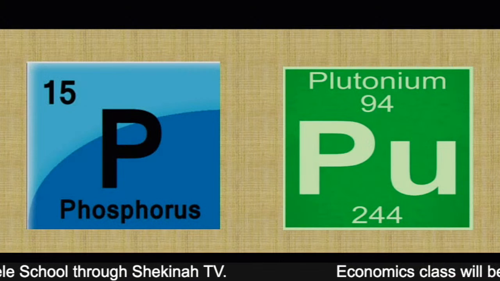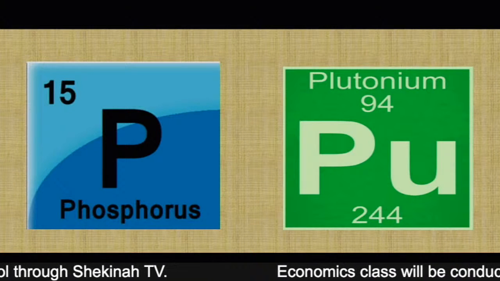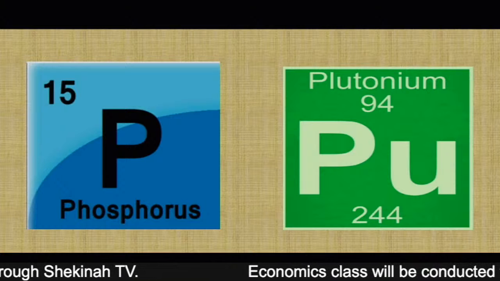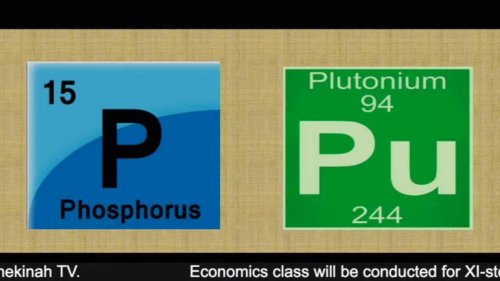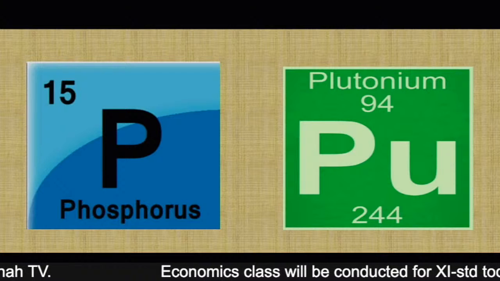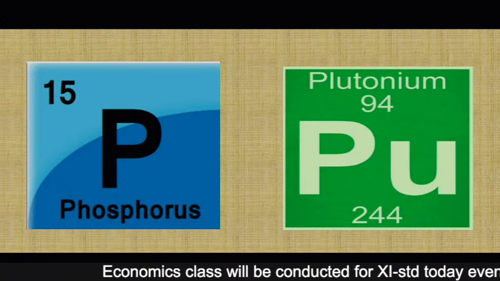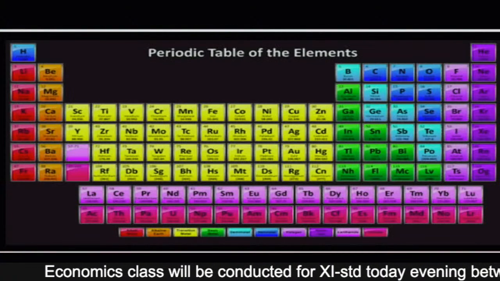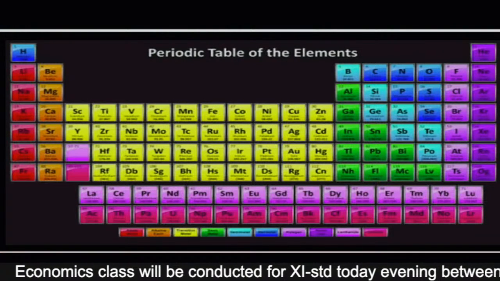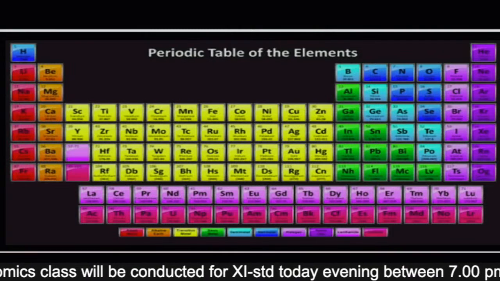See the picture? That is phosphorus. It's denoted by capital letter P. Okay. Next one is plutonium. That is denoted as capital letter P and small letter U. Okay. Now, see the picture. This is the periodic table of the elements.